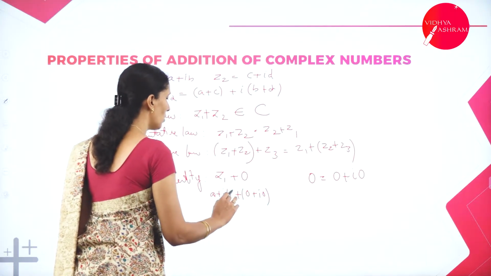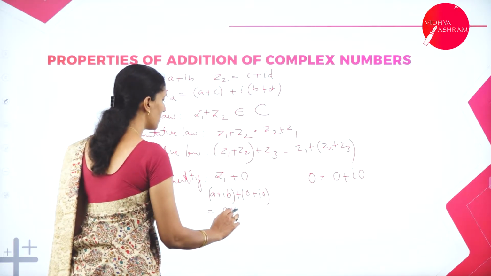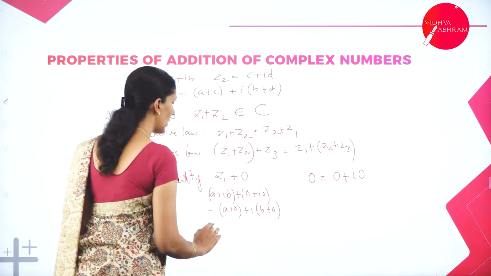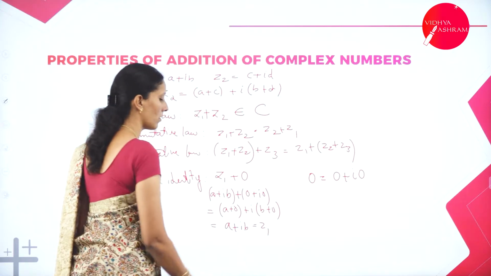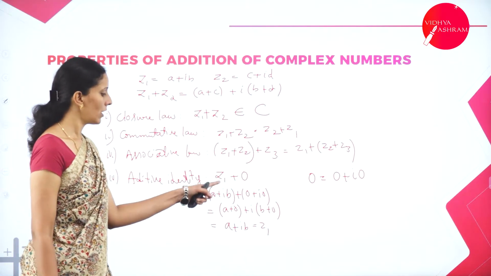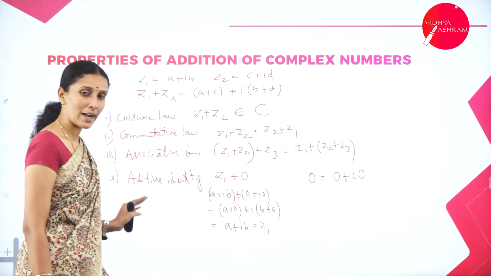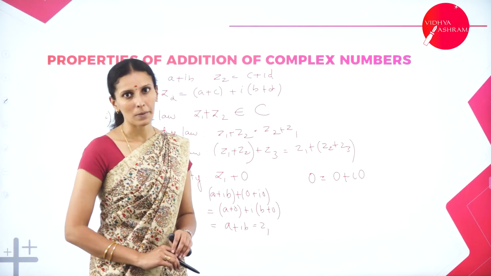So you have two complex numbers. How to add? Add real part to real part and imaginary part to imaginary part. What will you get? You will get the same a plus ib, which is nothing but z1. So when you add a number and the result is the same, then we call it the identity. So 0 is the additive identity of the complex numbers.